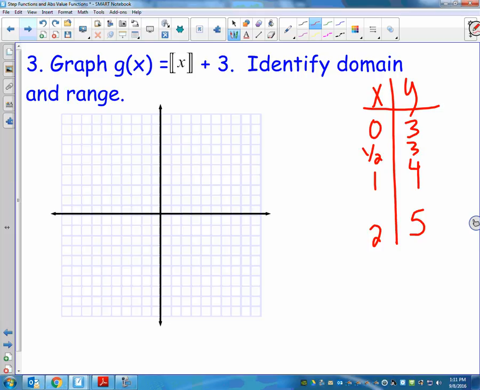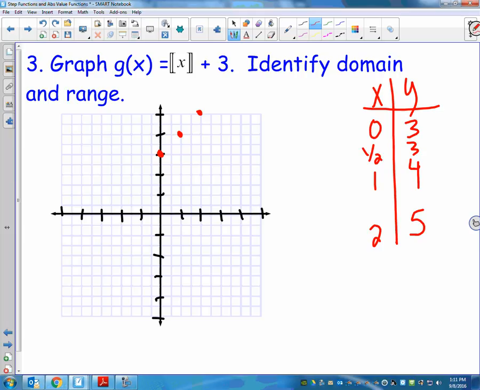Alright, so I don't usually pick a lot of points. I don't want to make 10 of these, right? 5 is definitely plenty on each axis. So when I plug in 0, I get 3. When I plug in 1, I get 4. When I plug in 2, I get 5.